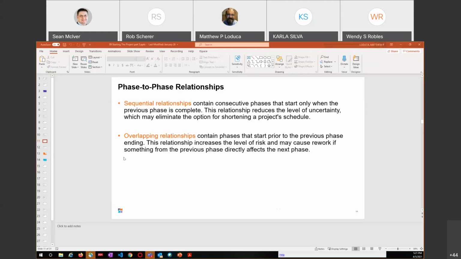Overlapping relationships contain phases that start prior to the previous phase ending. This relationship increases the level of risk and may cause rework if something from the previous phase directly affects the next phase. And when they're talking about this here in this context, usually it's when we're speeding things up. When we talked about scheduling, I mentioned crashing and fast tracking. I don't know if you guys remember those terms. Fast tracking is when we run something that we would not normally do sequentially, we overlap it.